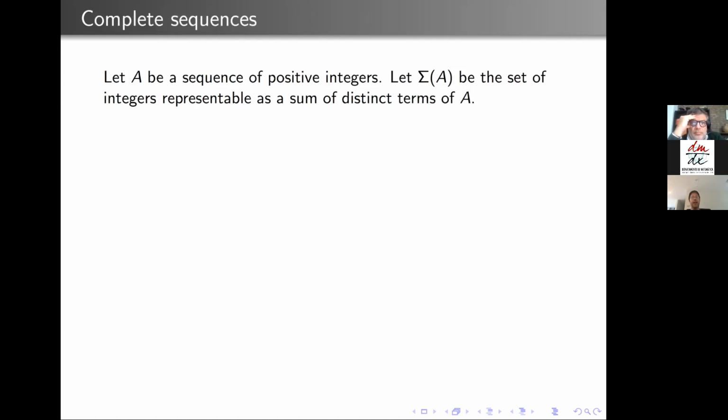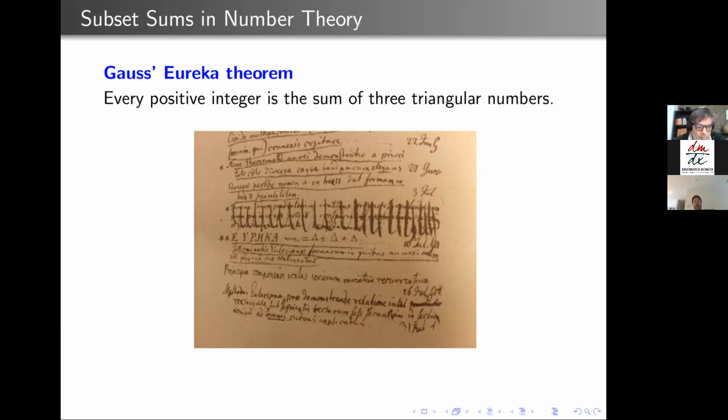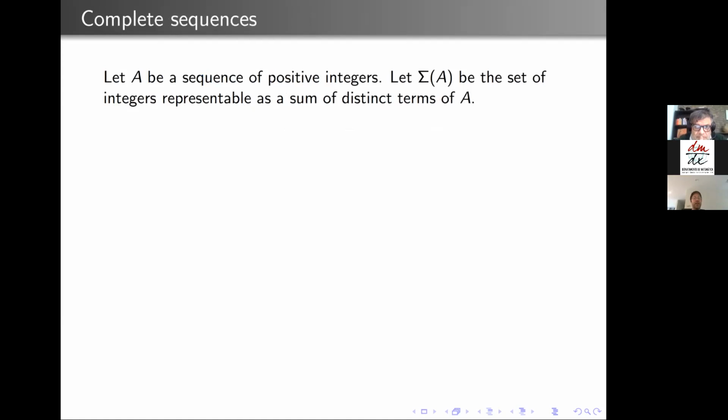Now, these famous results and problems go back a long time, and they're about representing integers as the sum of a small number of elements from a special sequence. In the first case, we were looking at prime numbers, in this case, triangular numbers. There are many other examples like Lagrange's four-square theorem or Waring's theorem about higher powers. But there are still many questions about representing by an arbitrary number of distinct elements from a set. And this is what complete sequences are about.